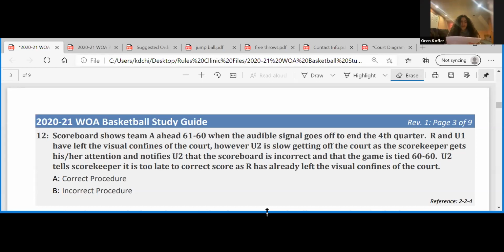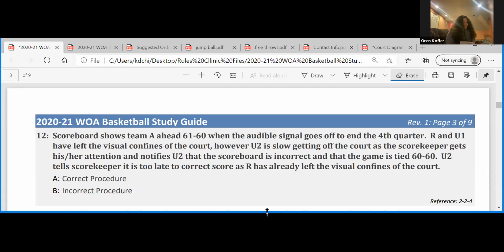Scoreboard shows Team A ahead 61-60 when the audible signal goes off to end the fourth quarter. R and U1 have left the visual confines of the court. However, U2 is slow getting off the court as the scorekeeper gets his or her attention and notifies U2 that the scoreboard is incorrect and that the game is tied 60-60. U2 tells the scorekeeper it is too late to correct the score as R has already left the visual confines of the court.